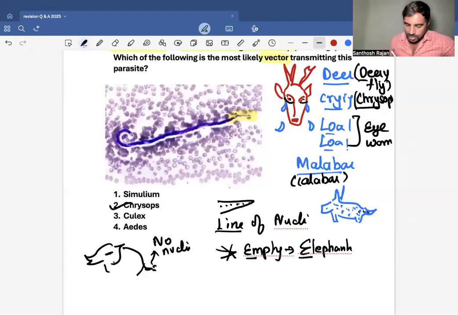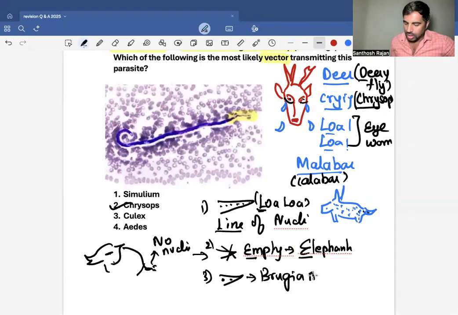Whereas this is for elephantiasis. This is for your Loa loa, so line of nuclei. You can remember it like this. Okay, number 1. Number 2 is for elephantiasis, no need. The third one is Brugia malayi. For Brugia malayi, you'll have only 2 nuclei.